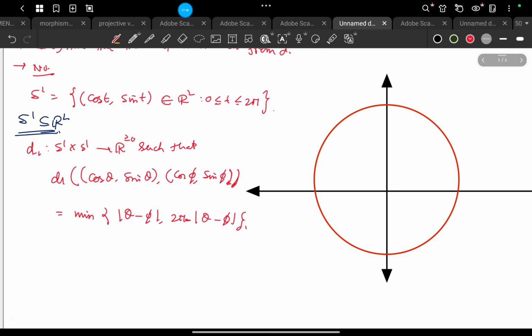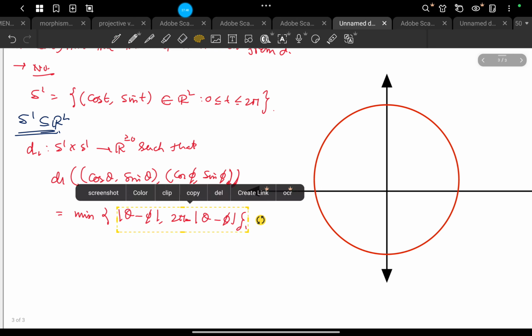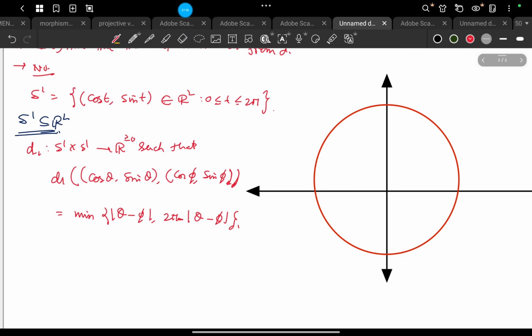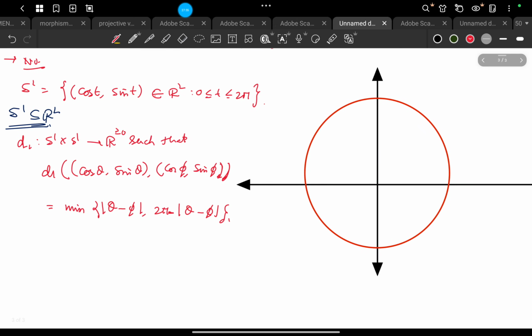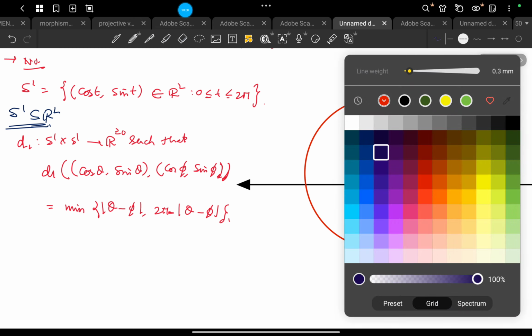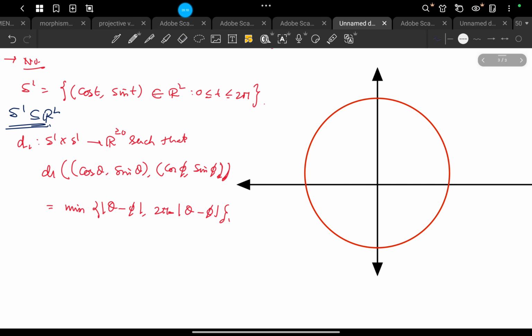Okay, this is how one can define the map D1. Suppose we have any two points. Let us consider that here you have one point and another one here.